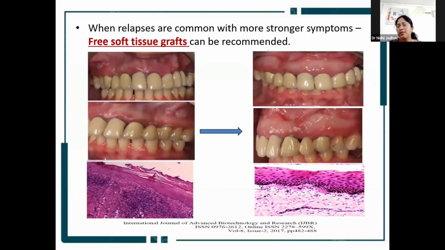There is also evidence in the literature where free soft tissue grafts, say from the posterolateral mucosal part, have been grafted and placed. At least what I observed in these case reports is that after 1.5 to 2 years of follow-up, most of the time no recurrence was found. So this should be taken as the last option when other things are not working.